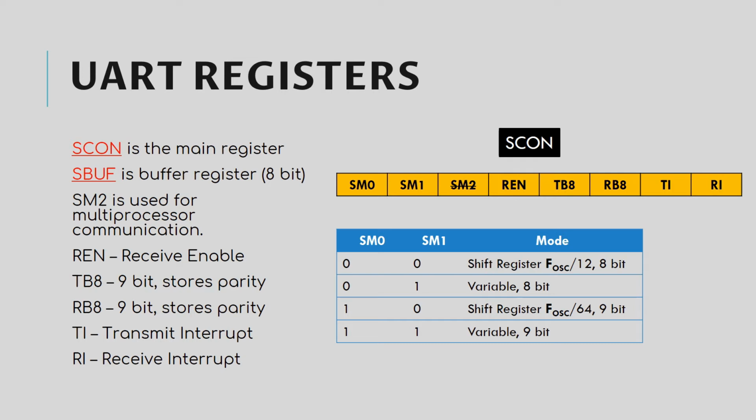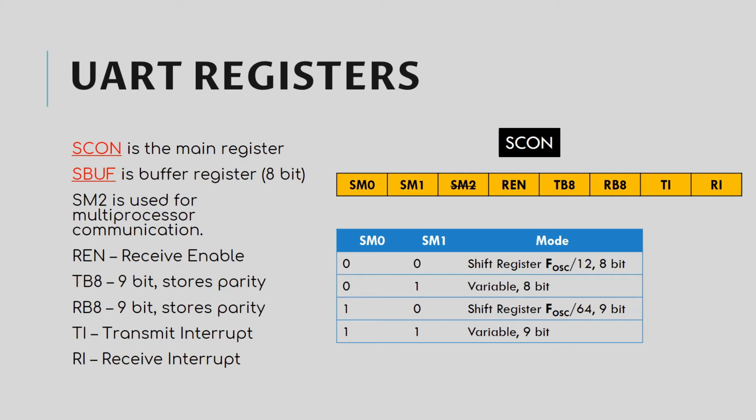So where will this 9th bit be stored? It will be stored in SCON. See, TB8 will store the extra bit when the transmission process is going on. When the reception process happens, the extra bit will be stored in RB8. REN is used for receive enable. If you set this particular bit, then the 8051 will be able to receive. Now see, TB8 for 9-bit communication stores the parity bit. RB8 is used for 9-bit communication, it stores the parity bit.